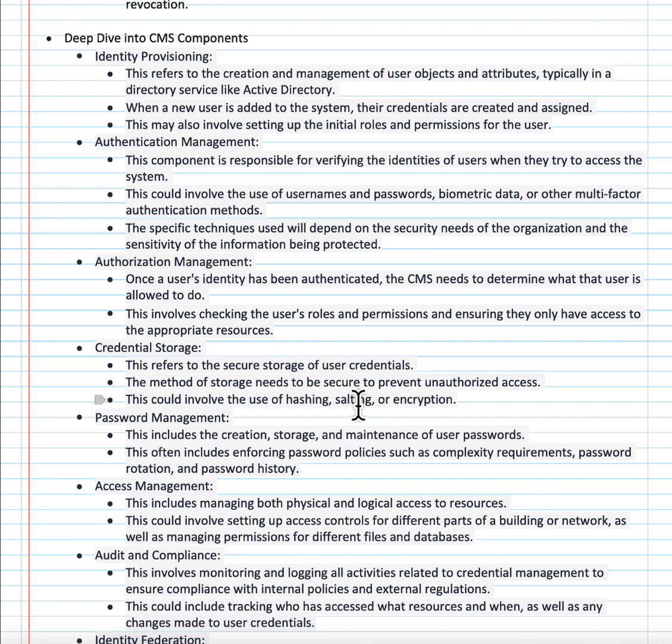But you have identity provisioning, authentication management, and then you have authorization management. Now, authorization management is basically once the identity has been authenticated, right? So now you've proofed them. The CMS needs to determine what the user is allowed to do. What are the roles and permissions that the person can and cannot do? And that's tied to the authorizations. So Sean can gain access to this because I've identified who Sean is. I've confirmed who he is. I have his information. And now Sean has access to X, Y, and Z.